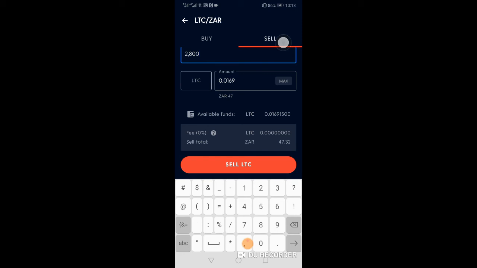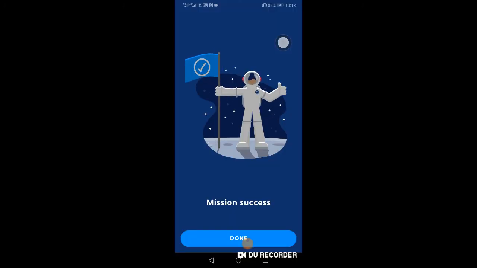So there it is right there. So we're going to sell there without any fees. So we're just gonna click sell and our mission is done.